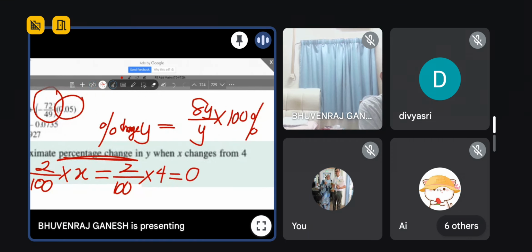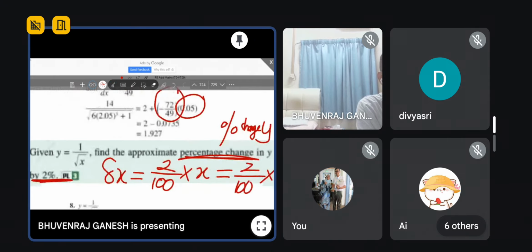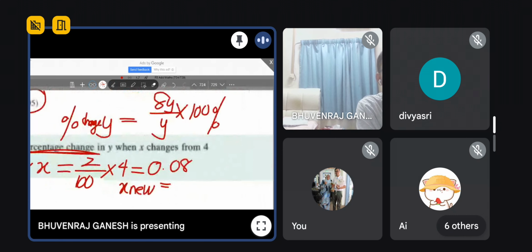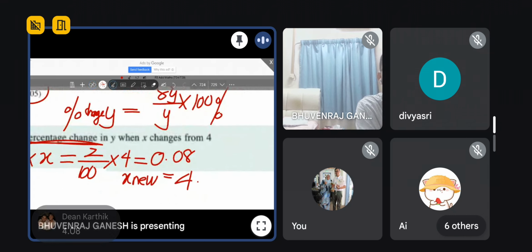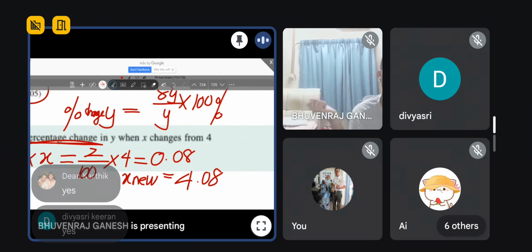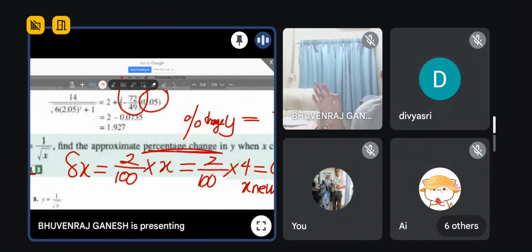So what is your current x value, guys? Can you tell me? X new will be how much? If they say by 2%, you should get 4.08. Am I right, guys? Initially 4, then you increase by 0.08, and you get 4.08. Okay, so now we have analyzed everything.